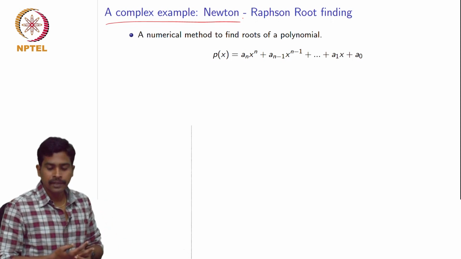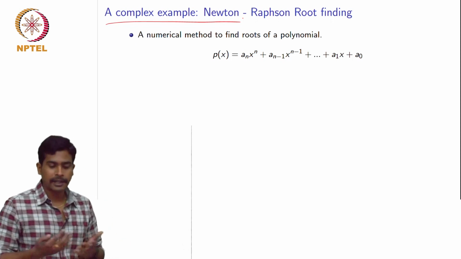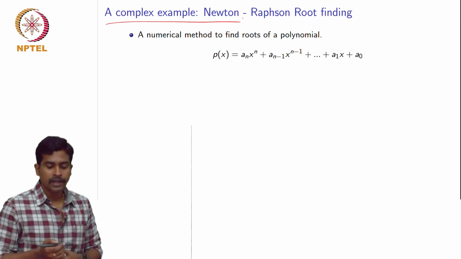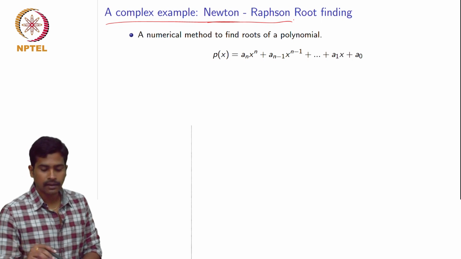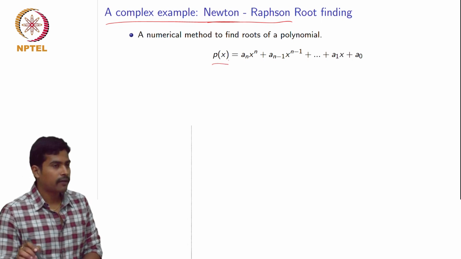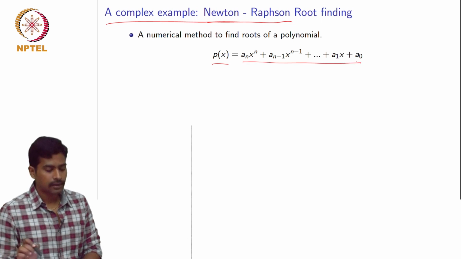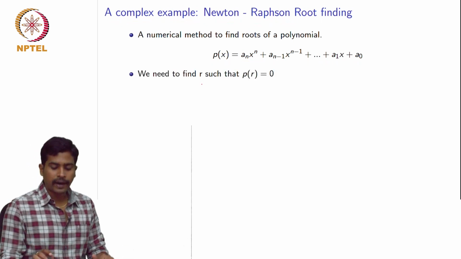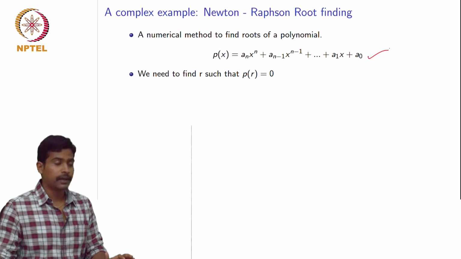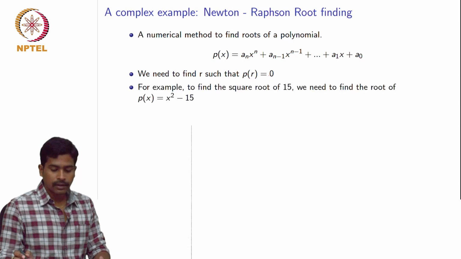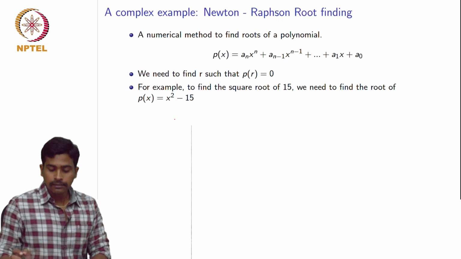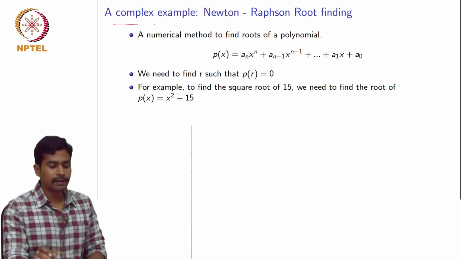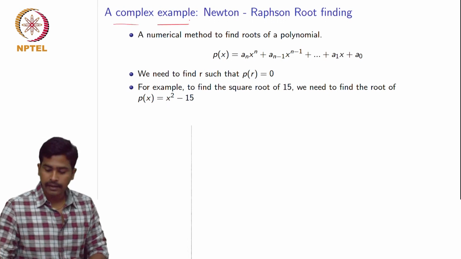To understand the problem, let me explain what we are going to do here, okay. We all know what the Newton-Raphson method is, right. According to the Newton-Raphson method, if you have a polynomial p of x of this form and you want to find a solution for this polynomial, a solution is r such that p of r equals 0. For example, in this example we wanted to calculate the root of a number x.